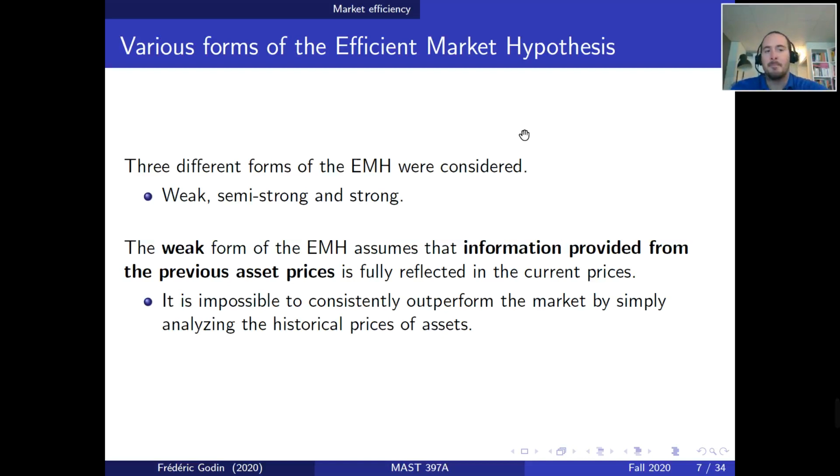Okay, so it's impossible to just look at previous prices of a stock to infer its future behavior. Let's say it's impossible to look at past prices to determine if it's going to go up or down, or by how much. So this is the first and weakest form of the efficient market hypothesis.